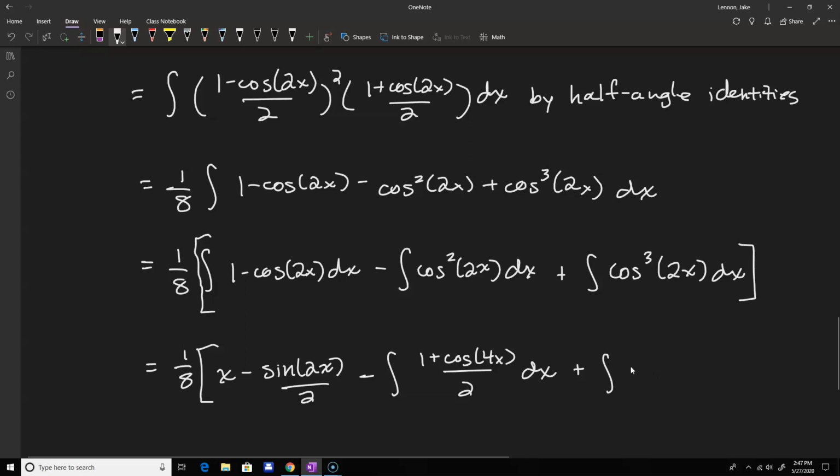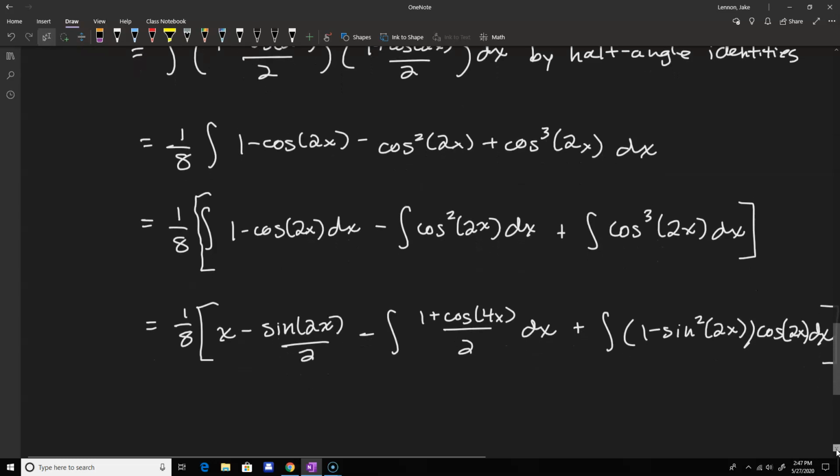And then the last integral we're going to write as cosine squared of 2x, which we're going to change to 1 minus sine squared of 2x times the cosine of 2x. So that's how we get all three powers there. So then we can do substitution, right? We let u be the sine squared of x, and then du will be cosine 2x dx. We do have an extra 2 popping out this time, but it's not going to be much of an issue.